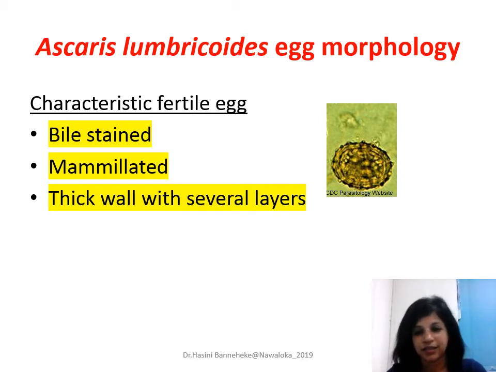In certain instances, the outermost layer, that's the mammillated layer with its knob-like protuberances, can get sloughed off. In that case, the characteristic fertile egg is called decorticated, when the mammillated layer is not there. Such eggs are also found in feces, so you need to know how they look as well.